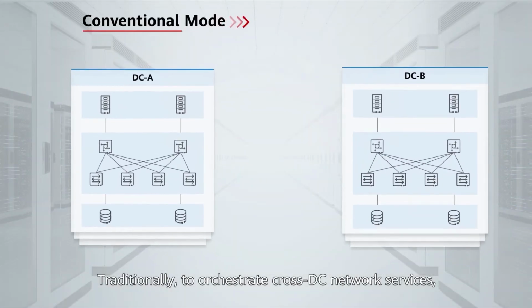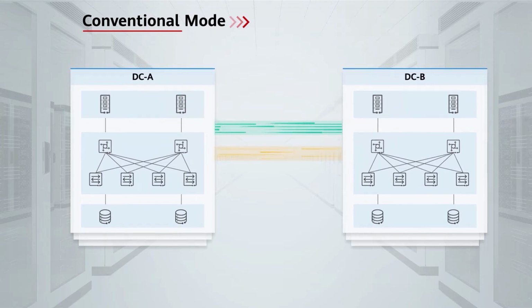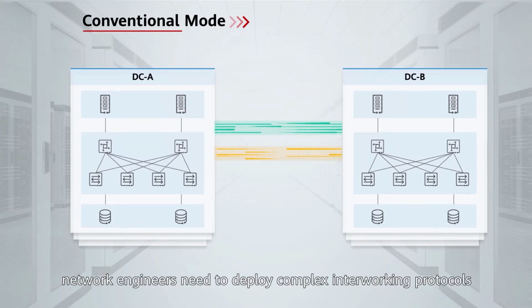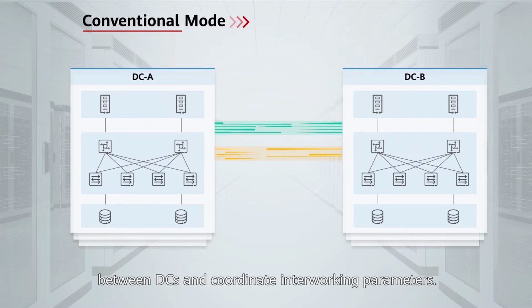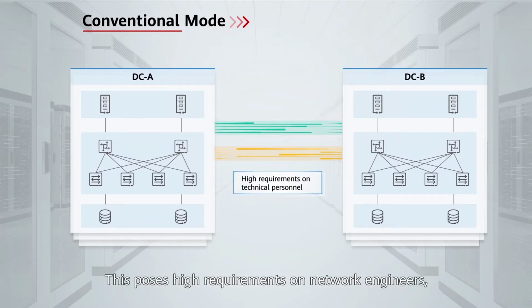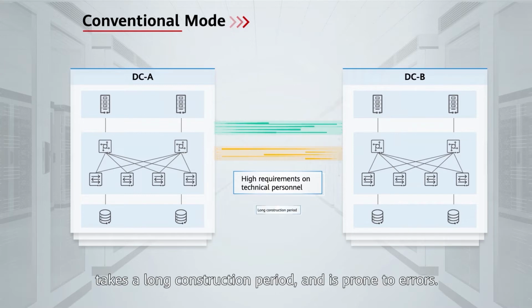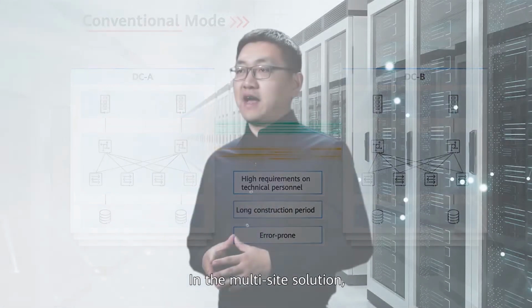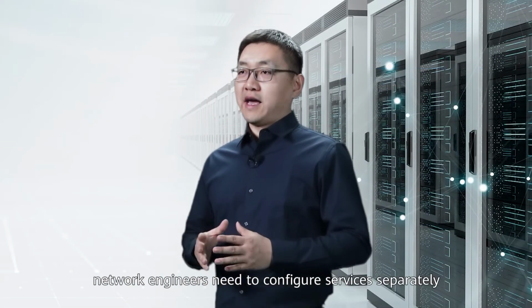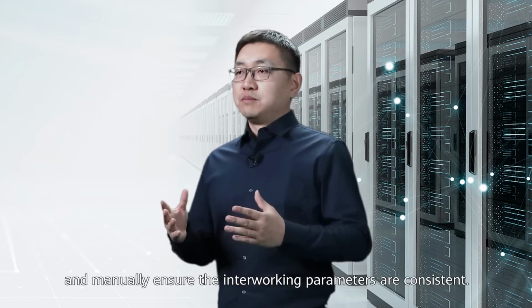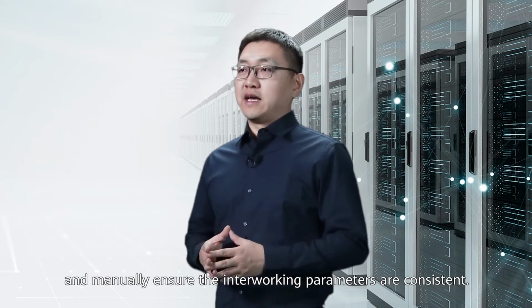Traditionally, to orchestrate cross-DC network services, network engineers need to deploy complex interworking protocols between DCs and coordinate interworking parameters. This poses high requirements on network engineers, takes a long construction period, and is prone to errors. In the Multisite Solution, network engineers need to configure services separately on multiple iMaster NC fabric controllers and manually ensure that interworking parameters are consistent.